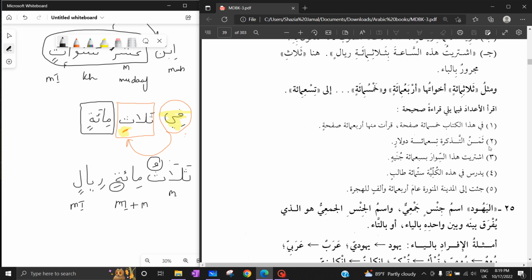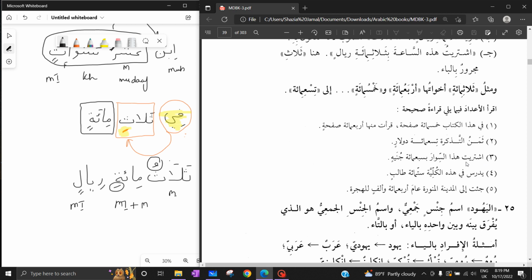ثمن. ثمن means price. التذكرة. تذكرة is the ticket. ثمن التذكرة. Sorry. It's in mudaf and mudaf ilayhi structure. So this is our jumla ismiya starting with a noun. Thaman, price, and tazkira is ticket. Price of the ticket is what? This is mubtada and this is khabar. So it will be tis'u, ayn with dhamma. Mi'ati dulare.